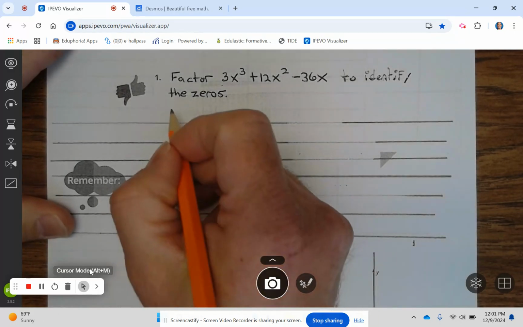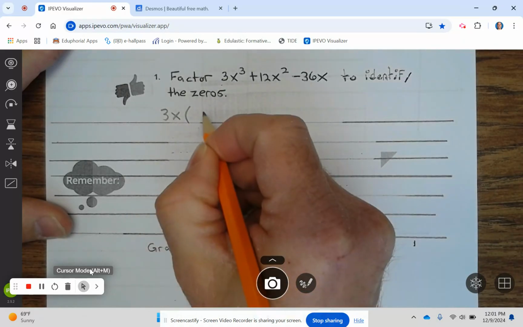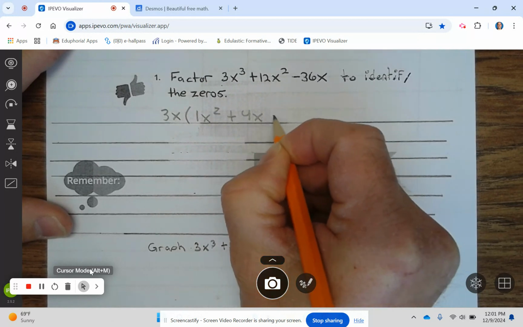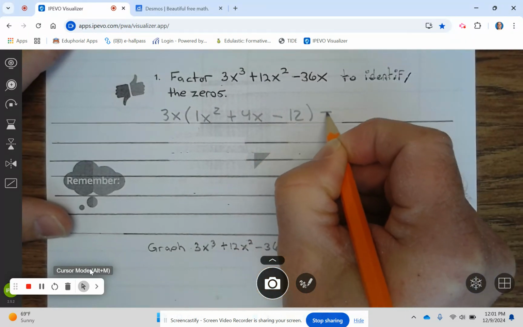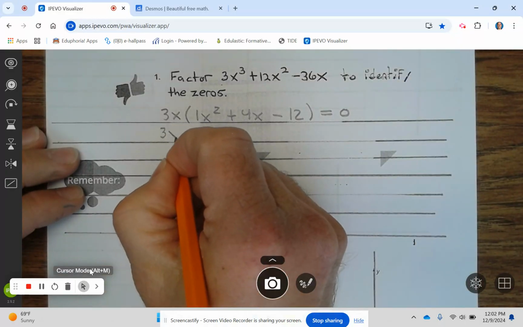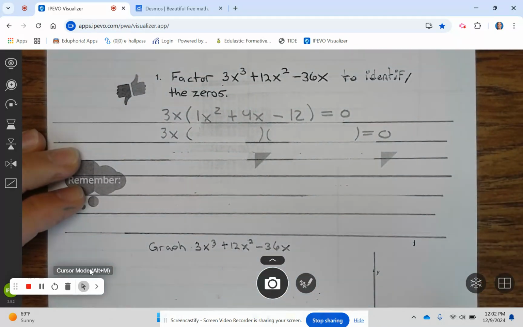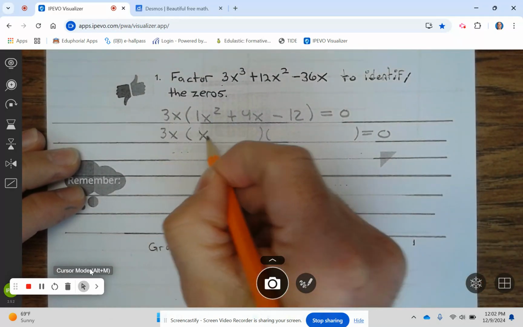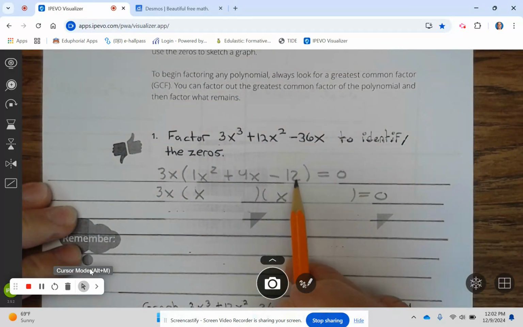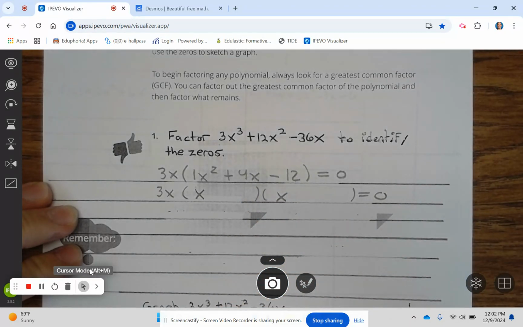Okay, first we can factor out a 3x, which is the greatest common factor, which leaves x squared plus 4x minus 12. And we're going to set that equal to 0. Okay, so then that becomes 3x times parentheses equals 0. Now, to factor x squared, we know that x and x make x squared. Then we need to figure out what numbers multiply to give you negative 12 and combine to be 4. Since the middle number is positive, the bigger number is positive.